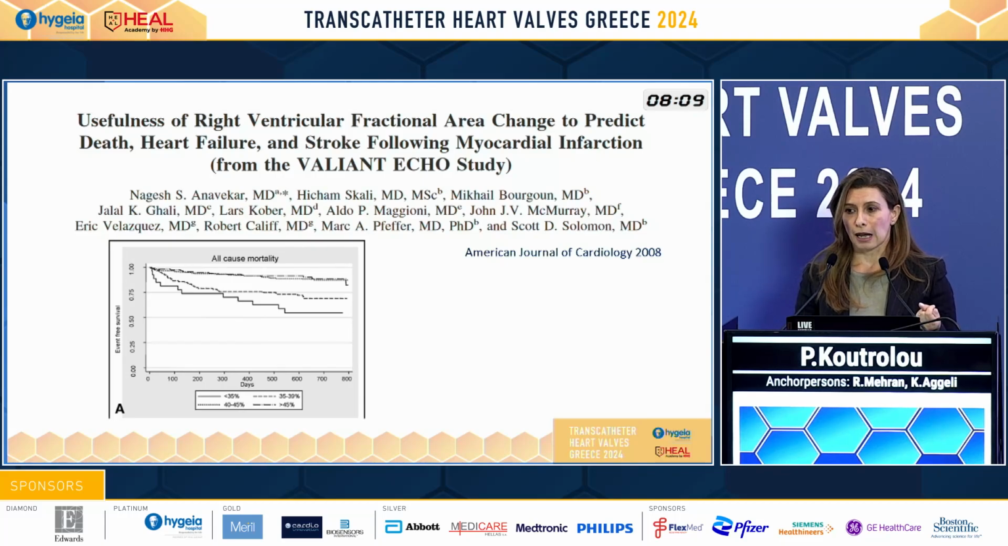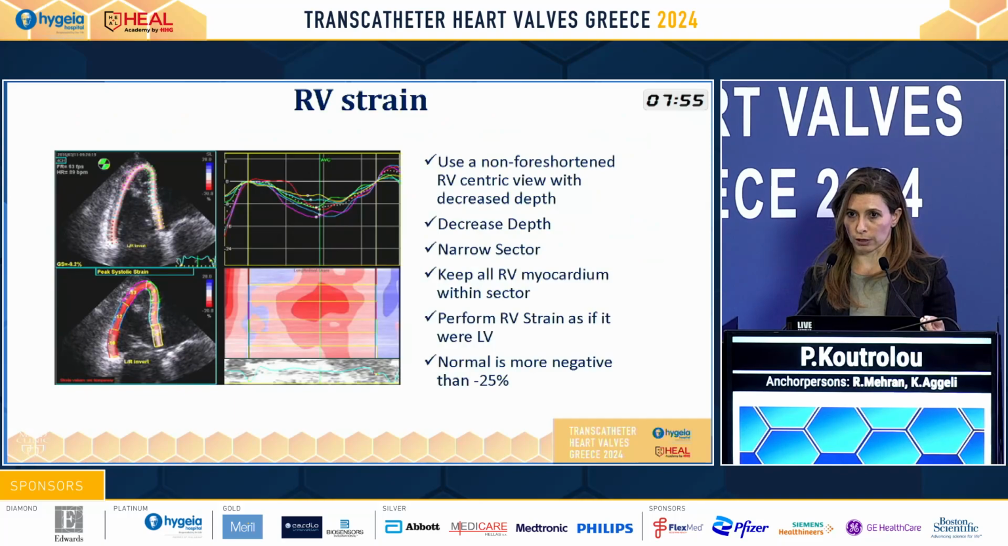So when we have a patient that we really need to assess the RV, this is a measurement that we want to do. A study from a few years ago shows that in people who have a heart attack, an acute MI, FAC is one of those echocardiography measurements that actually predict their outcome.